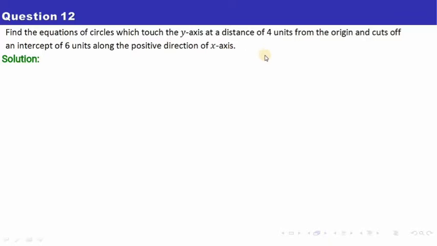So let's try to understand what is the meaning of this. There are going to be two cases. I'm just going to take the one case, that is when the y-axis touches above the origin. Let me directly show you the first case out here.